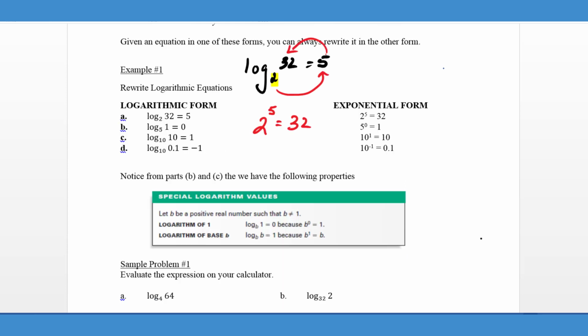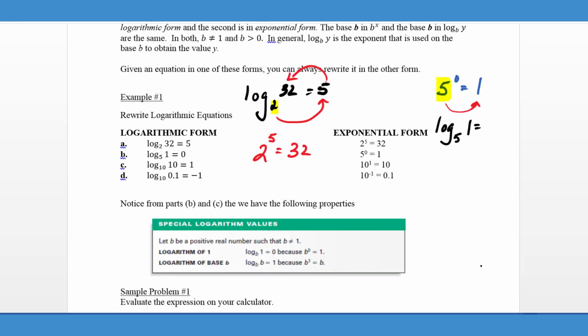So if I take part B, I'm just going to say 5 to the 0 power equals 1. I know that when I write the logarithm, the base has to be the same as the base of the exponential, and so that's going to be a log base 5. And again, I'm going to use this little circular trick. Log base 5 of 1 is going to equal 0. And that would be working back from exponential form back to logarithmic form. And so that circular trick works both ways with converting from log to exponential.